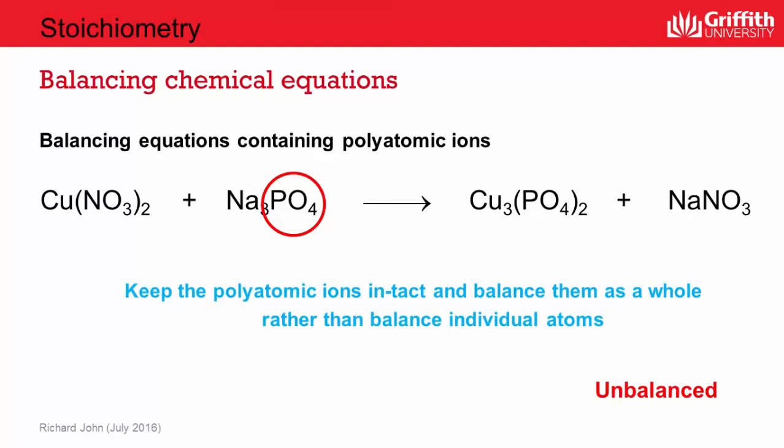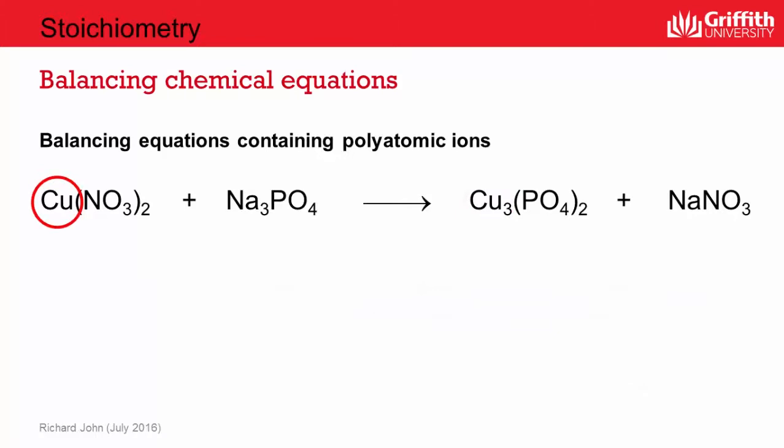Similarly, we've got a whole phosphate ion here and we've got 2 phosphate ions on the right hand side. So I wouldn't be trying to balance the 2 phosphorus atoms and the 8 oxygen atoms. I would just keep the phosphate ion unit intact as a whole and balance the ions. Of course, we've got 3 sodium ions on the left hand side, and just 1 on the right hand side. We've also got 1 copper(II) ion on the left hand side, and 3 on the right hand side. So we might just start by balancing these coppers.